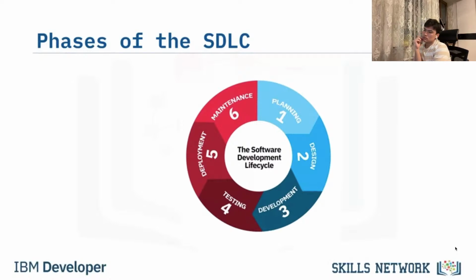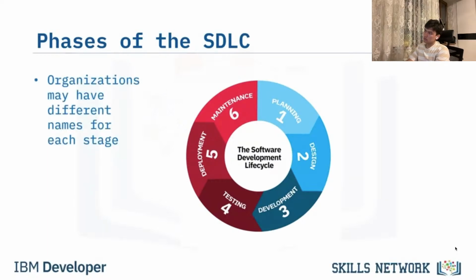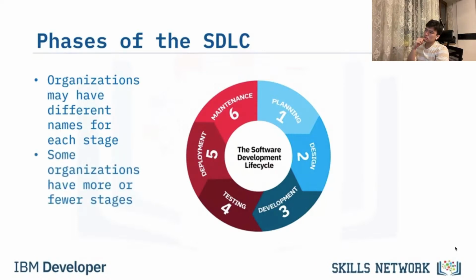Each phase is discrete, meaning that tasks from a previous phase do not overlap with tasks in the next phase. The original SDLC was conceived as a traditional waterfall method, where the phases are linear, but have since been adapted to introduce iteration so that shifting requirements can be accommodated. Waterfall and other approaches to software development will be discussed in another video. Note that some organizations may have different names for each stage. For example, planning may be called requirements or strategy or analysis. Also, some organizations may have additional or fewer stages.